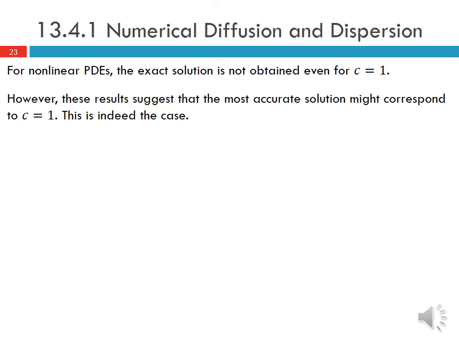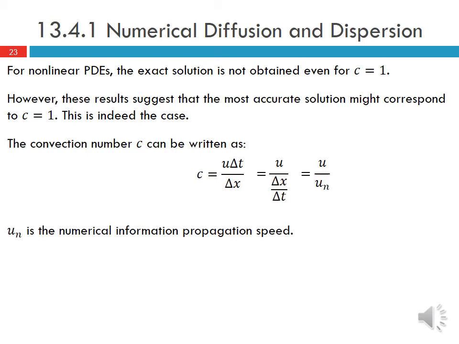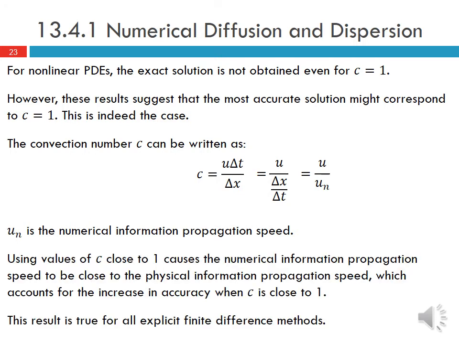However, these results suggest that the most accurate solution might correspond to when c is equal to 1, and this is indeed the case. The convection number c can be written as u delta t by delta x, which we can rearrange and call delta x by delta t u_n. So c is equal to u over u_n, where u_n is the numerical information propagation speed, and u is the physical information propagation speed. Using values of c close to 1 causes the numerical information propagation speed to be close to the physical information propagation speed, which accounts for this increase in accuracy when c is close to 1. And this result is true for all explicit finite difference methods.